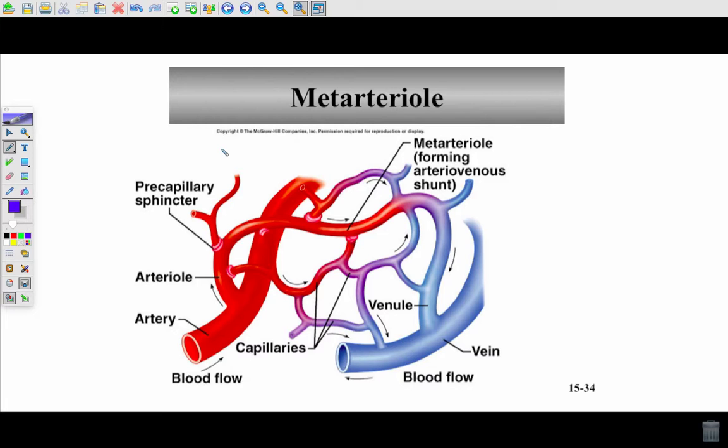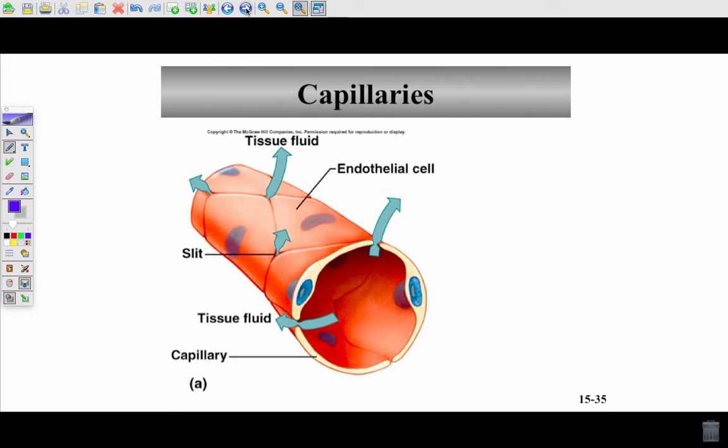A metarteriole connects an arteriole directly with the venule. So this is the metarteriole here. And that allows blood to bypass the capillary bed. So if you have blood coming in at a very high pressure, and you need to divert some of that pressure away from the capillary bed, the metarteriole will take some of it. And it just allows the blood to enter the capillary bed under a very low pressure.